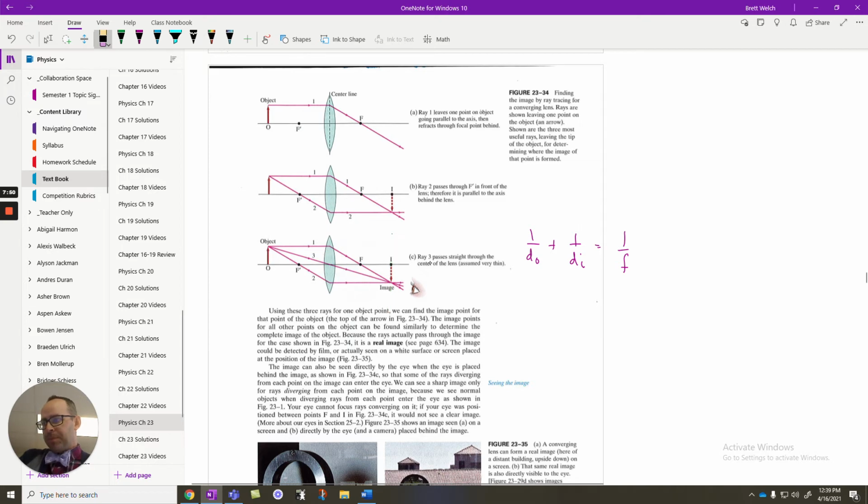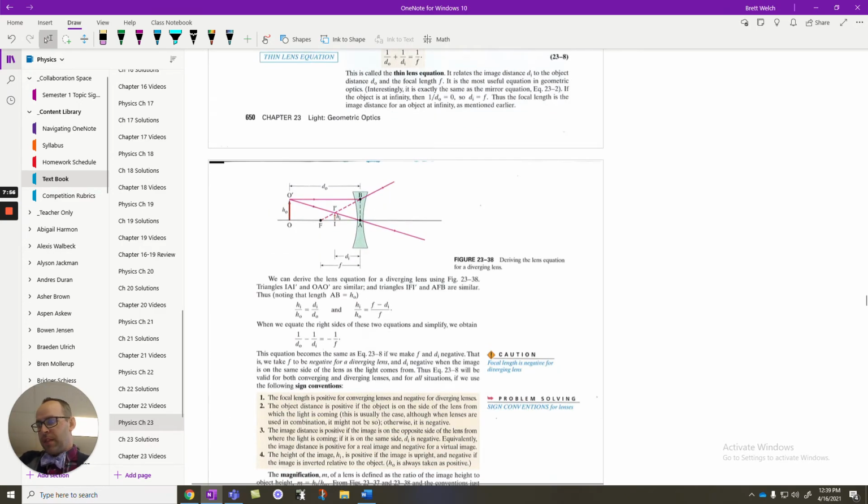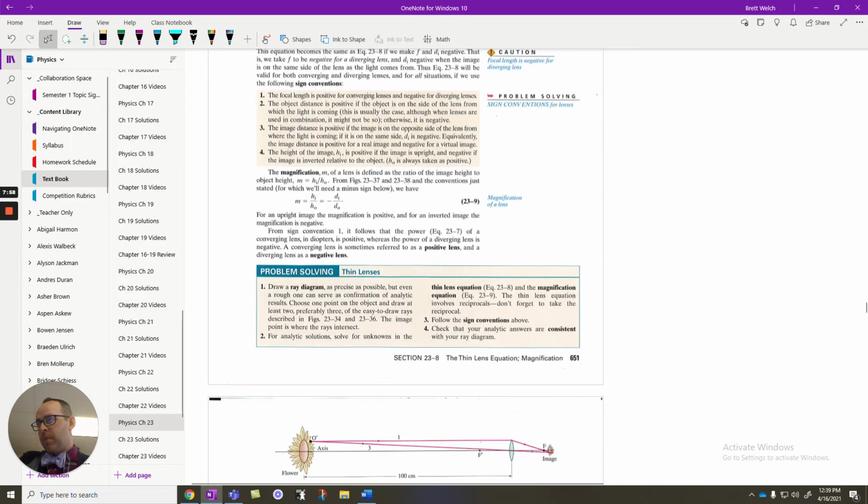All right. So those are our types of lenses. We still use the focal length and distance to object and distance to image. We'll still have things upside down, things right side up. Let's talk about some sign conventions that you need to know. First, the focal length is positive for a converging lens, and it is negative for a diverging lens.